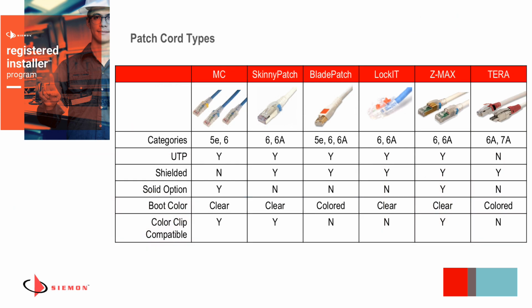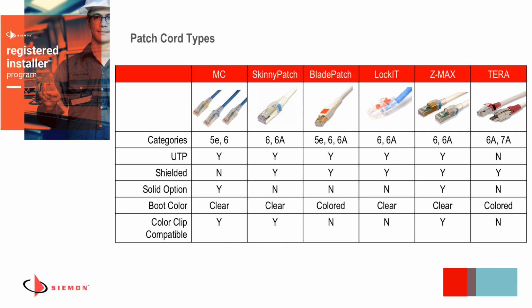Siemens offers quite a few different patch cord types, and this probably seems a little bit overwhelming, but it's really not. It really just boils down to the categories of cabling that you're going to be using and maybe what you want to have and use them for. So let's start with the MC cords. The MC cords are standard cords used for category 5e and 6 UTP only applications.